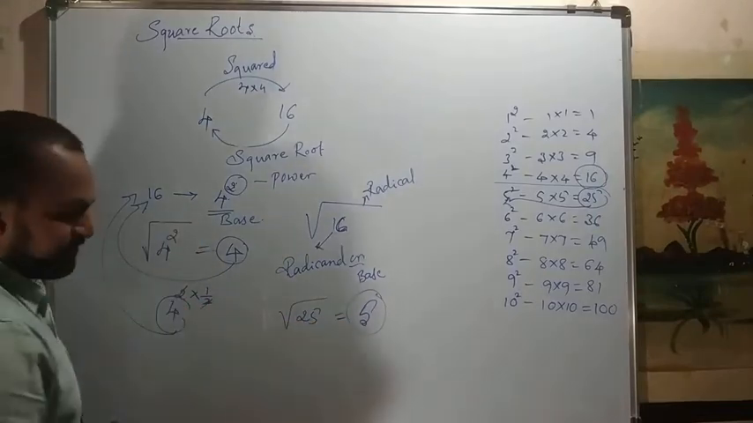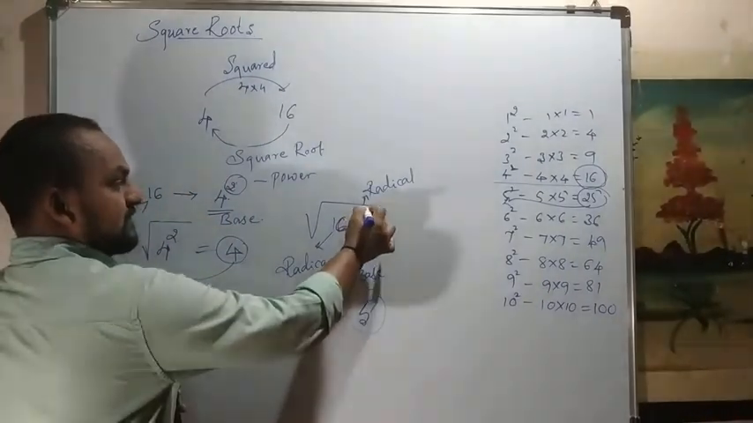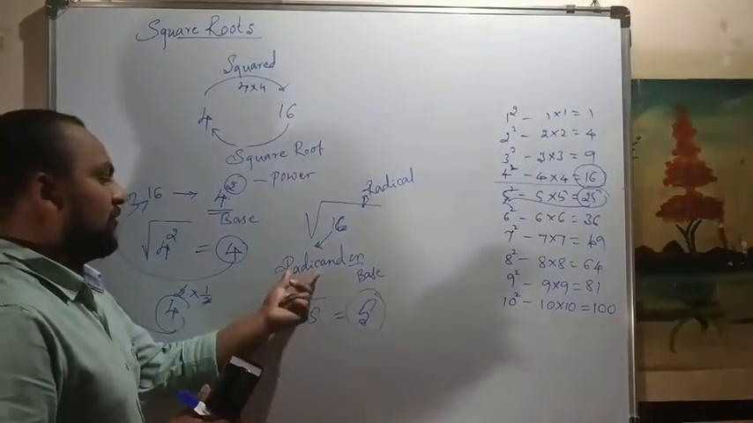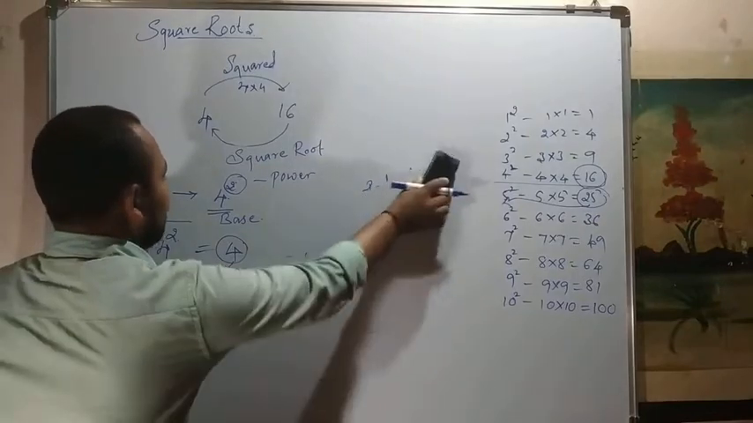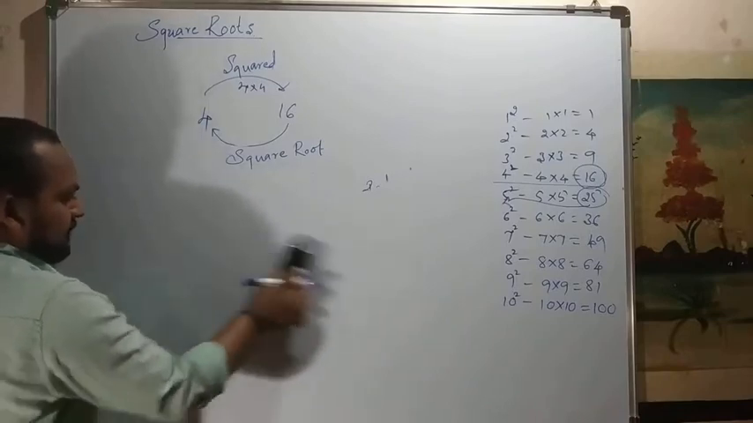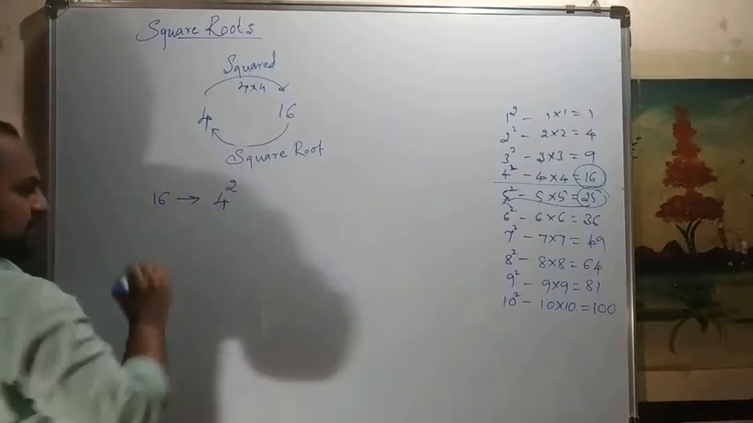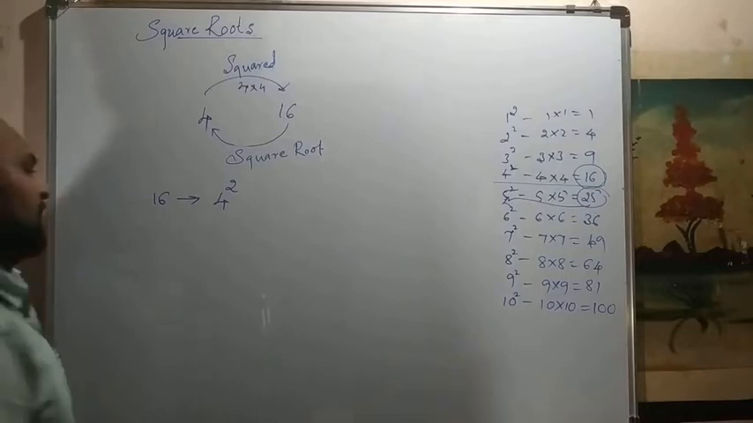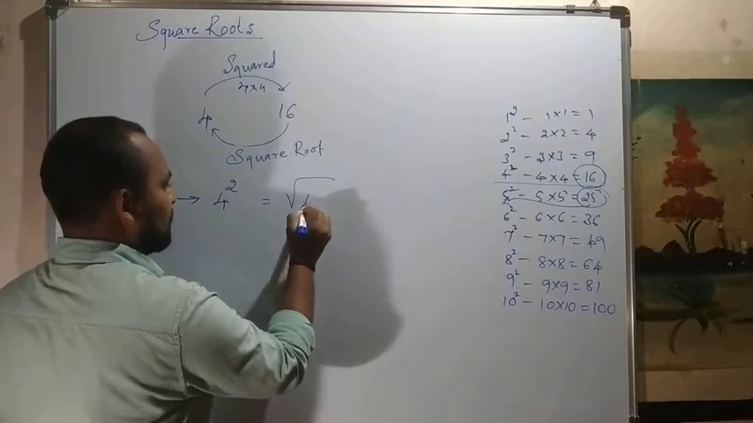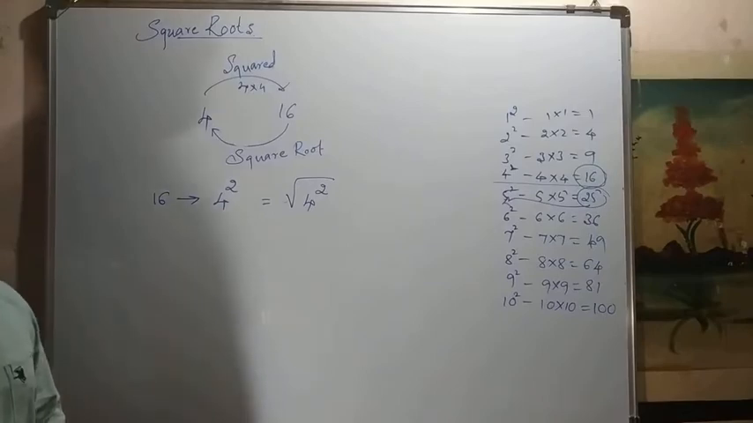Okay, the 16 here, and this symbol is a radical. Then the number inside, the natural number, is called a radicand or base. Okay, 16 is 4 square. Then it can be written as the square root of 4 square.